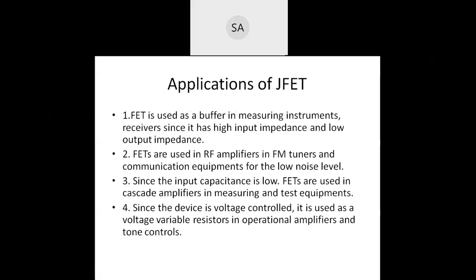Applications of JFET. FET is used as a buffer in measuring instruments and receivers, since it has high input impedance and low output impedance. It can be used as a buffer in measuring instruments and receivers.